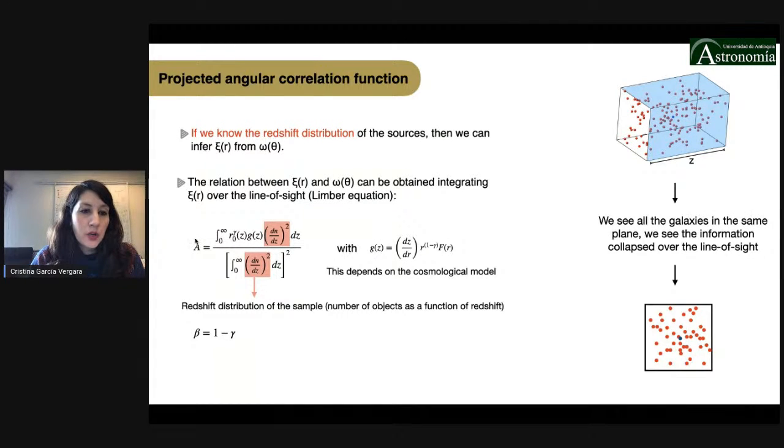Then with that equation, you can relate the parameter A, which is what you measure directly from your data, with the parameters R naught and gamma using this equation. Here, the N of z is the redshift distribution that you have to assume for doing that, and G is a term that depends on cosmology. Then you have to assume a cosmological model, but normally that is not a big problem because we more or less know the cosmological parameters well. And the slope beta is related to the slope gamma in this very simple way.